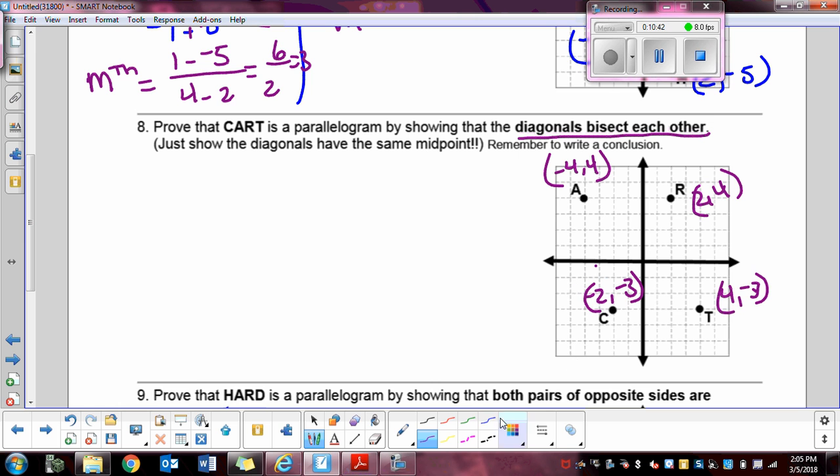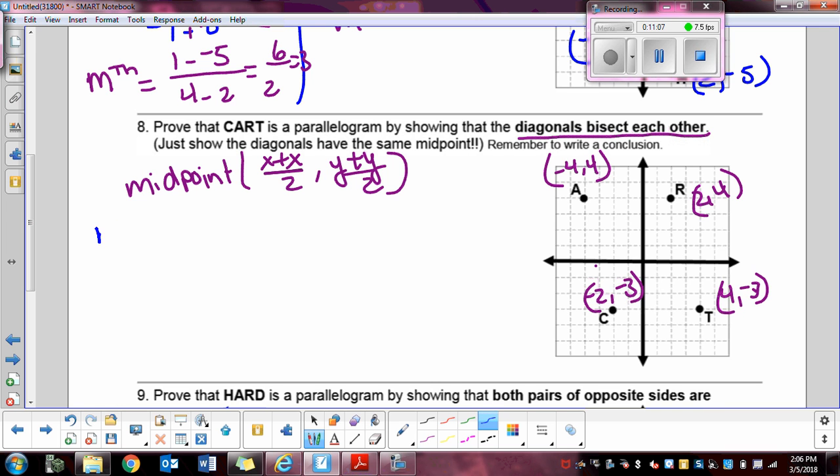Okay. And we're just going to plug it into the midpoint formula. You know what, I'll write it out, midpoint, because M is for slope. So my midpoint is x plus x divided by 2 and y plus y divided by 2. That's on the top of your paper. You guys should know this.